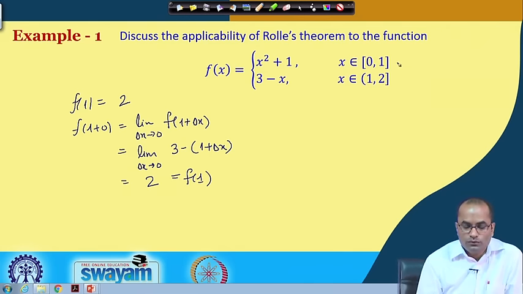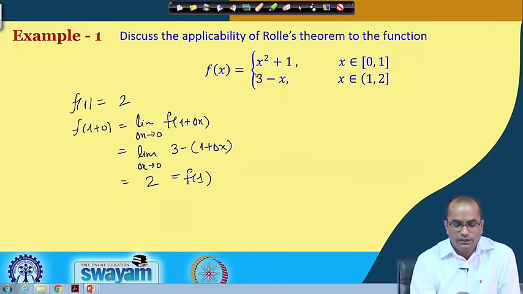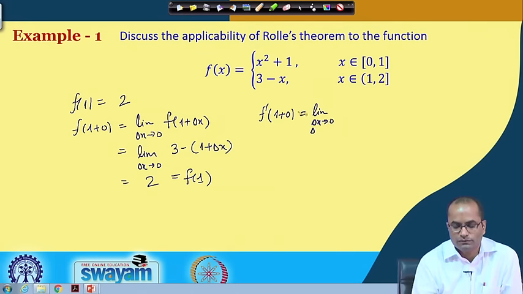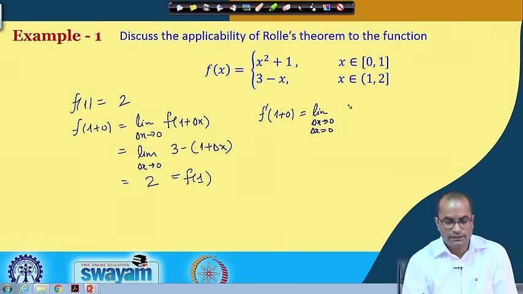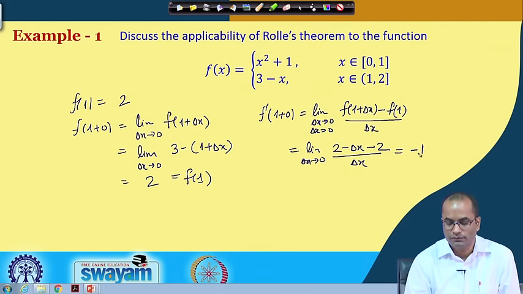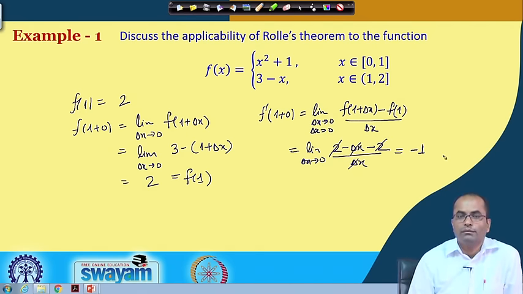in this interval 0 to 2. What about the differentiability? It is pretty similar to the earlier case. Let us compute the right derivative at 1 plus 0, that is delta x goes to 0 with delta x positive. Here we take f 1 plus delta x minus f 1 divided by delta x. So, limit delta x goes to 0, f 1 plus delta x we have computed, this is 2 minus delta x, minus f 1 which is 2, divided by delta x. This limit will come as minus 1, because the 2s will cancel and you will get minus 1.